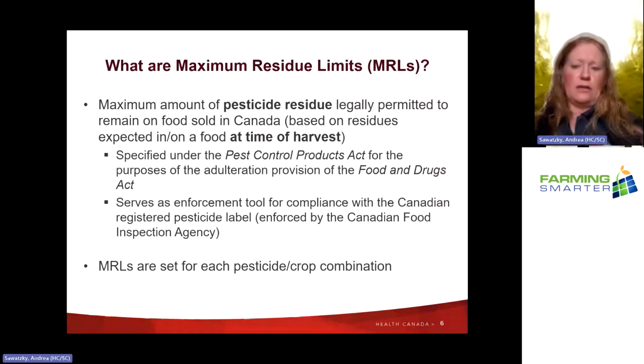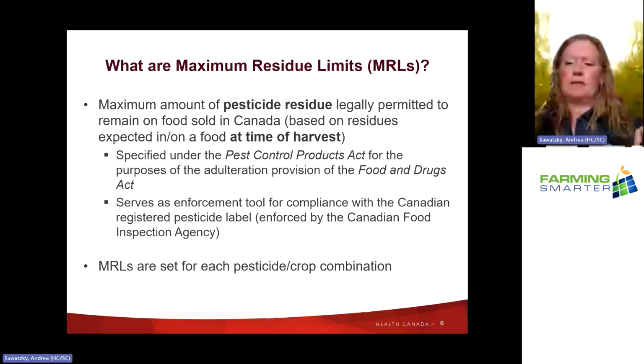Now, when they're looking at these maximum residue limits, they're looking at Canada's geography, right? We have a unique climate, geography, topography; from east to west, our climate's not the same. We have huge differences. And when they look at the MRLs, or maximum residue limits, they look at all the food types. So you have the vegetables, the meats, the dairies, the grains, processed foods, all included in the maximum residue limits. And they're set for each pesticide-crop combination.